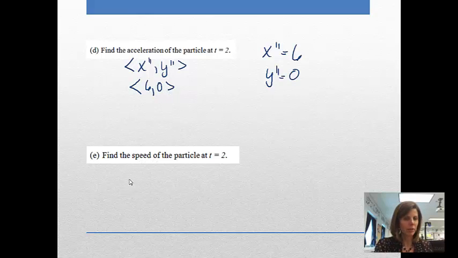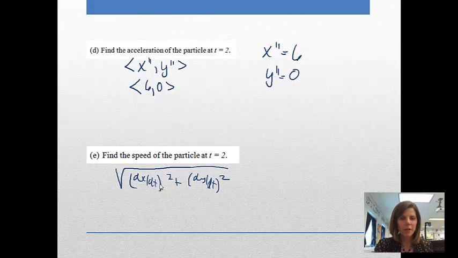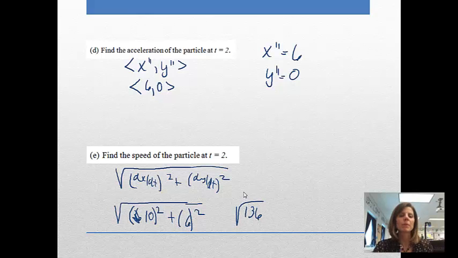And then last, it says to find the speed of the particle at t equals 2. We know the speed is equal to the square root of (dx/dt) squared plus (dy/dt) squared. We already found it at t equals 2: the derivative of x at 2 was 10, so 10 squared, plus the derivative of y at 2 was 6, so 6 squared. From here we'll get the square root of 136, and since I'm not using my calculator right now, that would be my speed. So hopefully now you are comfortable with parametric equations and vectors. We'll be doing example 2 in class tomorrow.